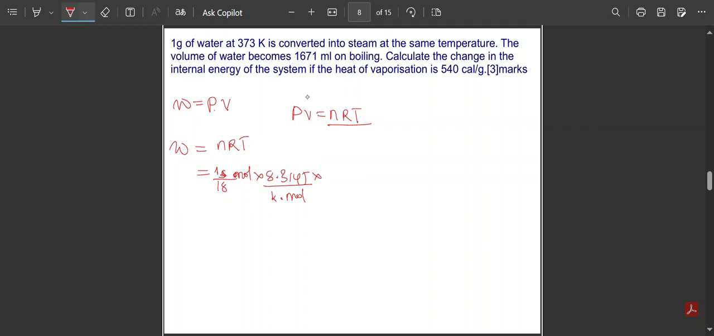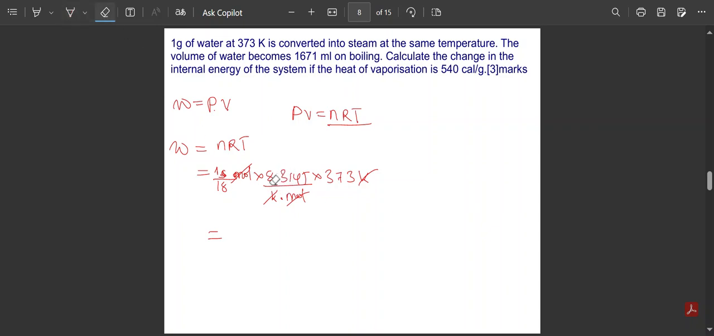Then what we need to substitute now is the temperature. Our temperature is 373 Kelvin. So let's punch it on a calculator. The Kelvin will go, and also the mole will go, and we will remain with the joules. By the way, I'm not supposed to use this one.